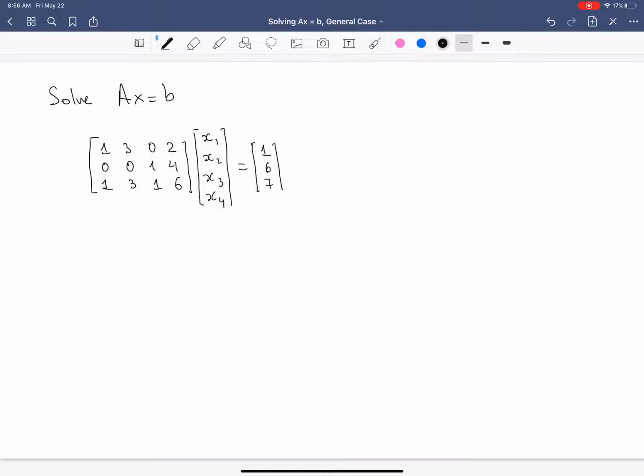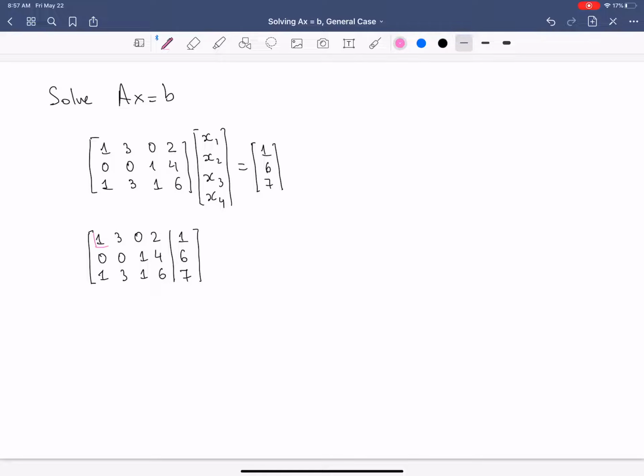The first strategy will always be to start with an augmented matrix. So we'll start with the augmented matrix [A b]: 1 3 0 2, 0 0 1 4, 1 3 1 6, and we will augment the vector b: 1, 6, 7. So you've seen before that this doesn't always have a solution, and in trying to find the general solution, we'll check along the way whether we have a solution to begin with at all.